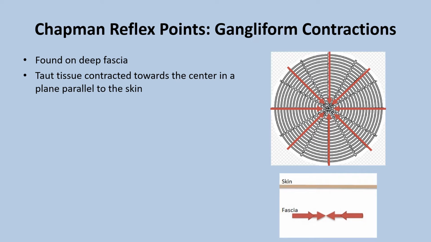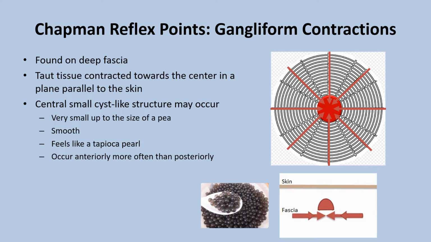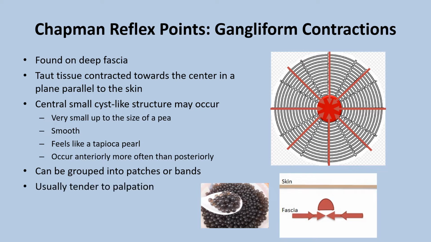At the center of the point may be a small, smooth, cyst-like structure whose firmness some liken to that of a tapioca pearl, like the ones in a boba drink. These central cyst-like structures occur more often for anterior Chapman points than posterior ones. They are sometimes grouped into patches or bands and are most often tender to palpation.